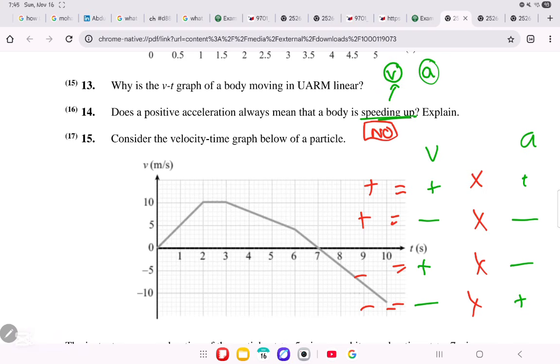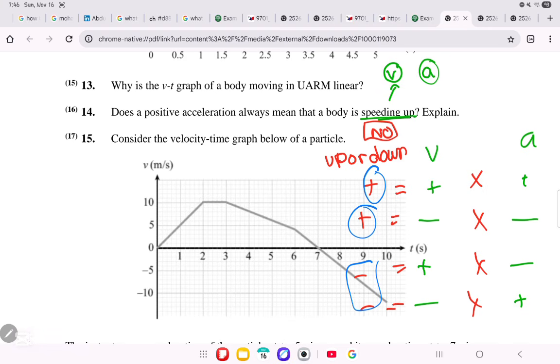Here is where I determine if it's speeding up or slowing down. If both my acceleration and velocity are positive, I'm speeding up. If both my velocity and acceleration are negative, I'm speeding up. If one is positive and one is negative, I'm slowing down. So no, a positive acceleration does not always mean that a body is speeding up.